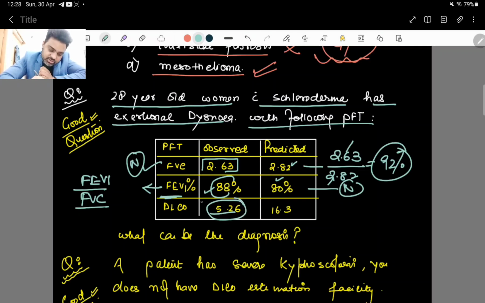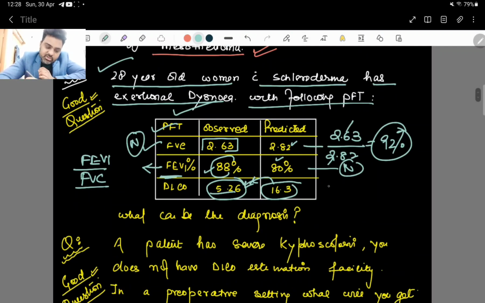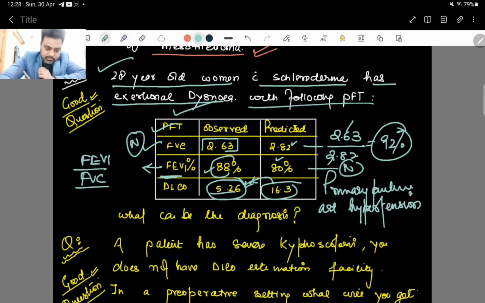And DLCO, see, it is decreased. A 28-year-old woman with exertional dyspnea, all the PFT findings normal. The only finding is decreased DLCO. That answer is primary pulmonary artery hypertension. Okay, this is very important. So this question you can solve.